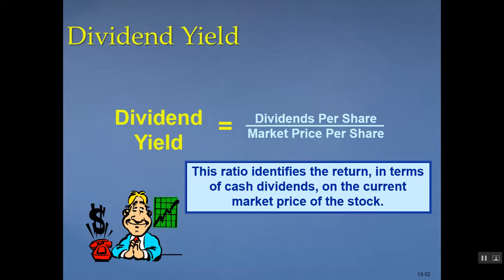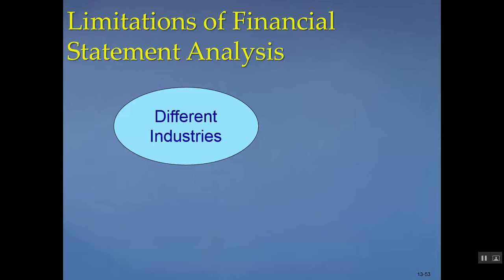So this ratio measures the rate of return in the form of cash dividends only that would be earned by an investor who buys common stock at the current market price. Again, higher is typically better, but you need to understand the industry that you're in and the trends of that company. And then finally, there are different limitations of financial statement analysis.